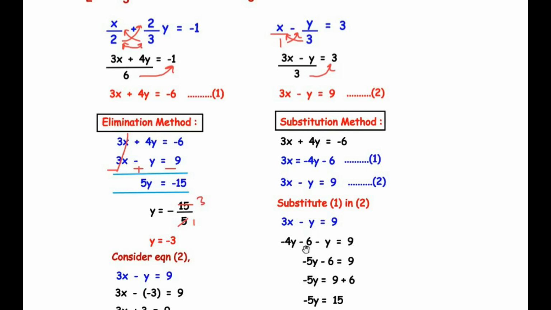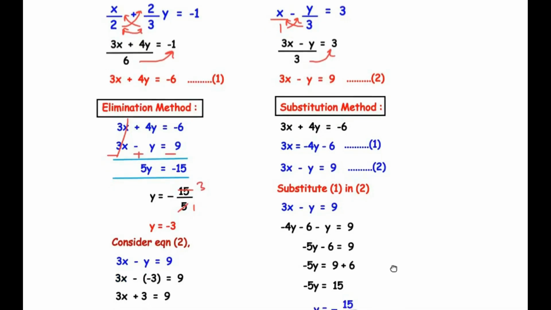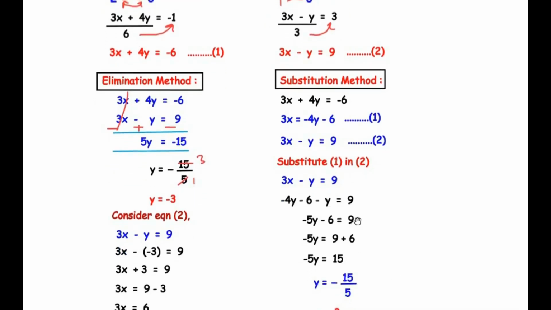Now adding the like terms, that is minus 4y and minus y, gives us minus 5y minus 6 equal to 9. Now let us take 6 on the other side of equal to sign. So minus 5y will be equal to 9 minus 6 becomes plus 6. So minus 5y will be equal to 15.